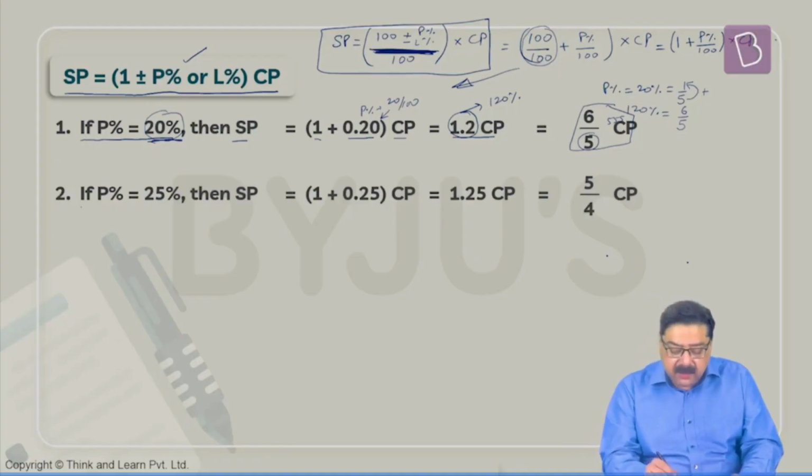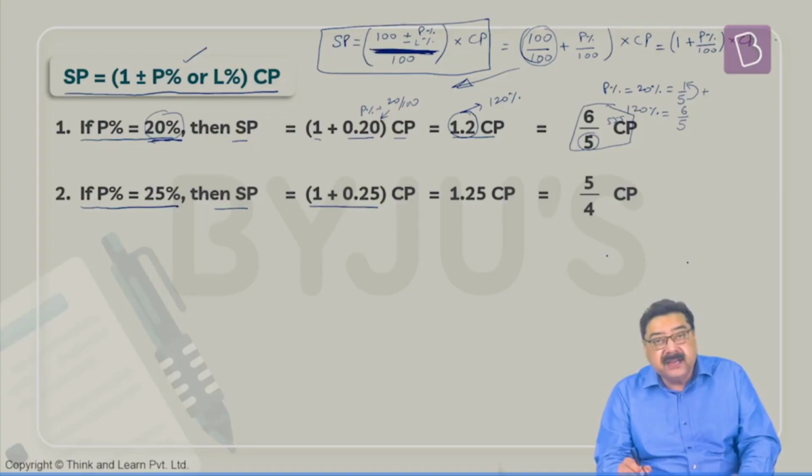Now look at this one. If profit percent is 25%, then selling price will be 1 plus 0.25 times CP. Whatever figure is given to you as profit percent, you just need to divide that by 100 to get this figure. So this is nothing but 25 by 100. So it becomes 1.25 times CP.